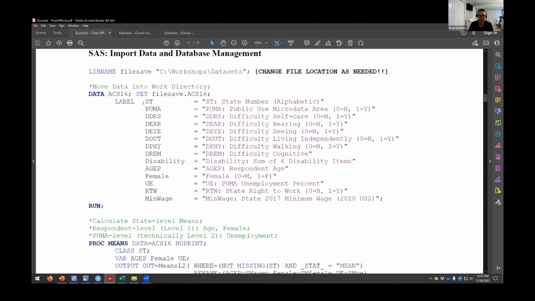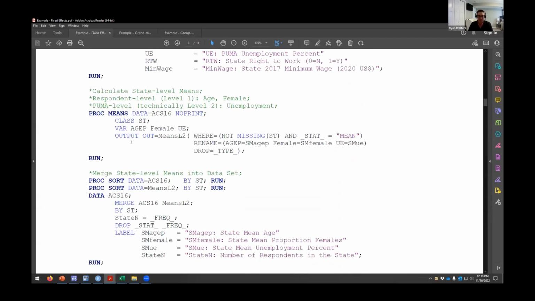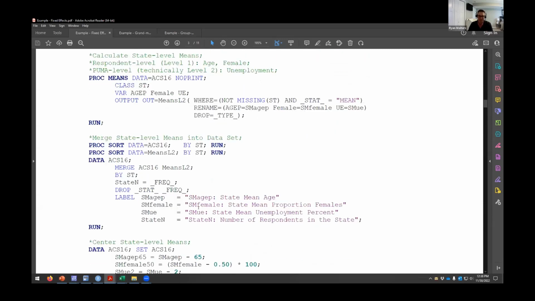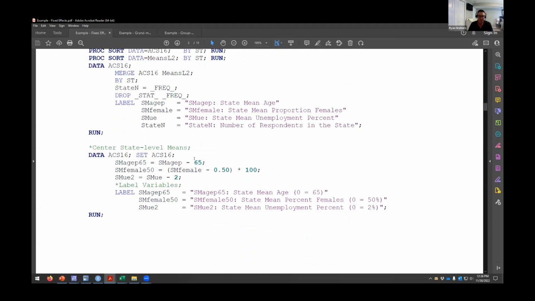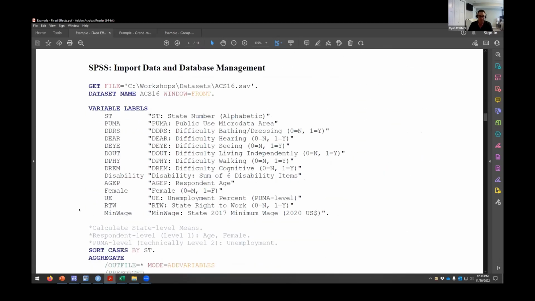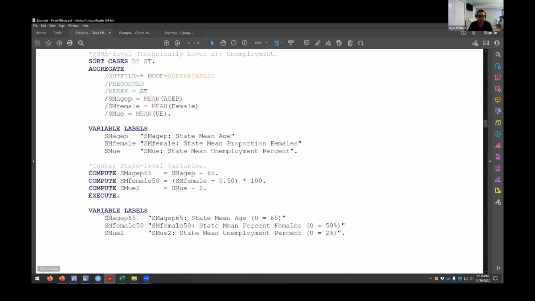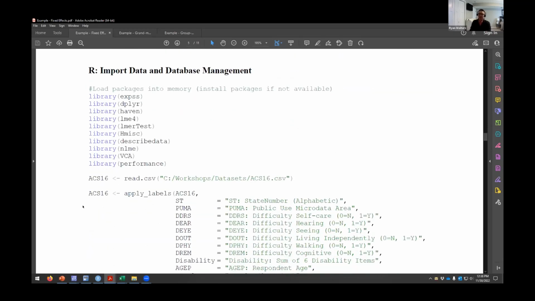In SAS, we're going to do much of the same things, label our variables. Creating those state means is a 2-step process. We have to use proc means first, output the data set, and then merge it back in. Doing the exact same thing, we're going to center our variables at 65 for age and 2 for unemployment. For SPSS, same type, variable labels. We're going to calculate our state means. Much like Stata, it has a nice single function that will create the state means and merge them back in directly. Variable labels, center.